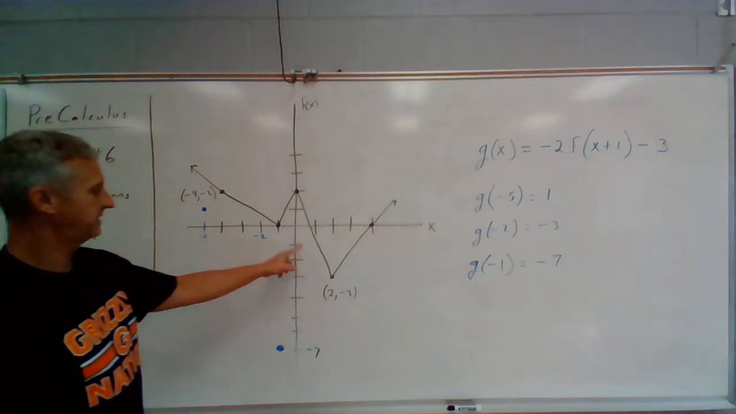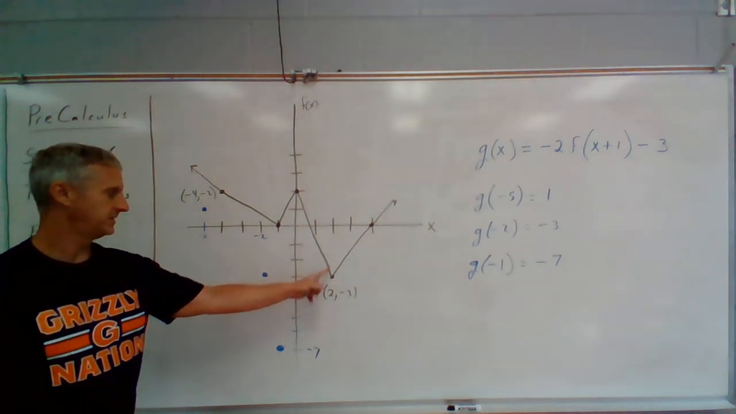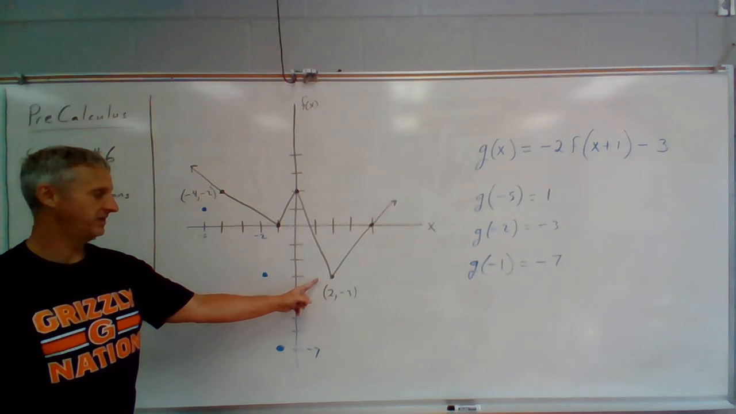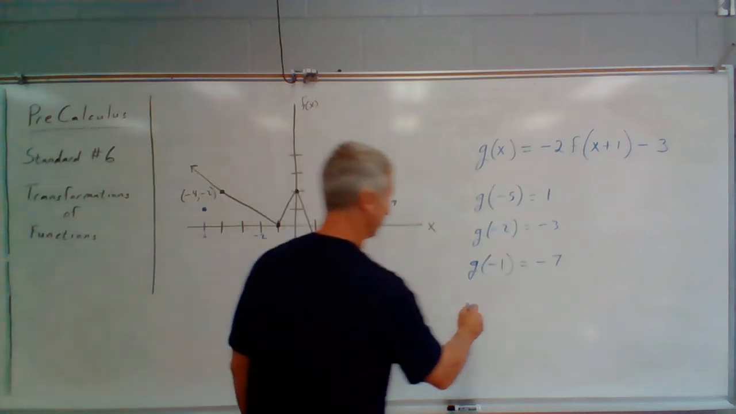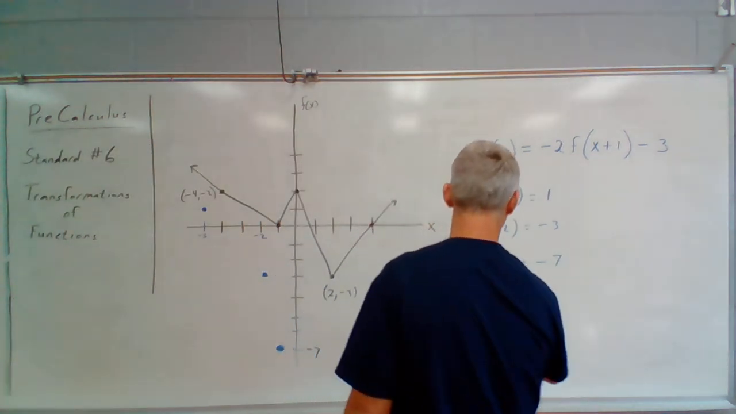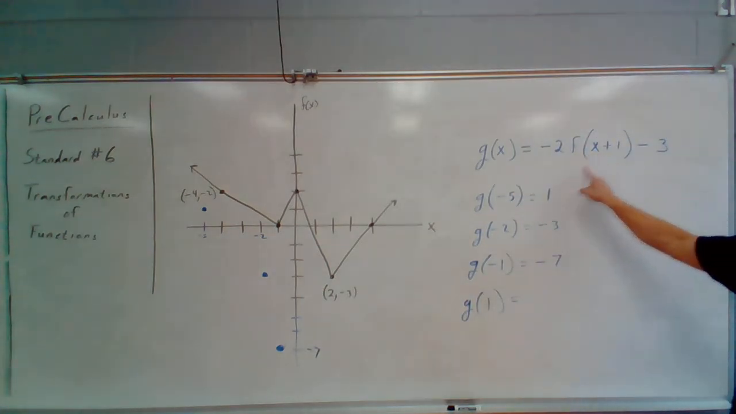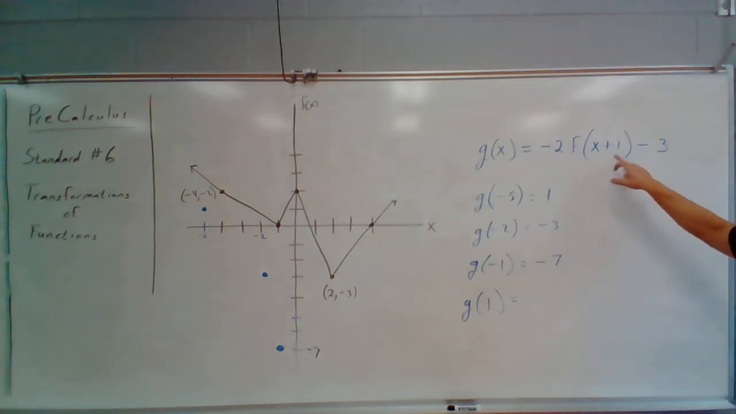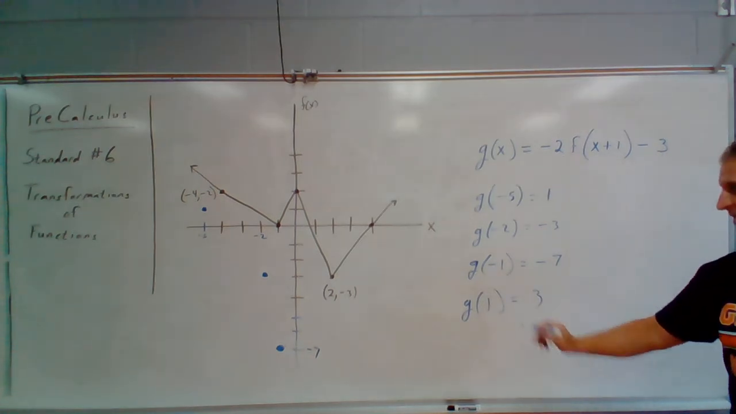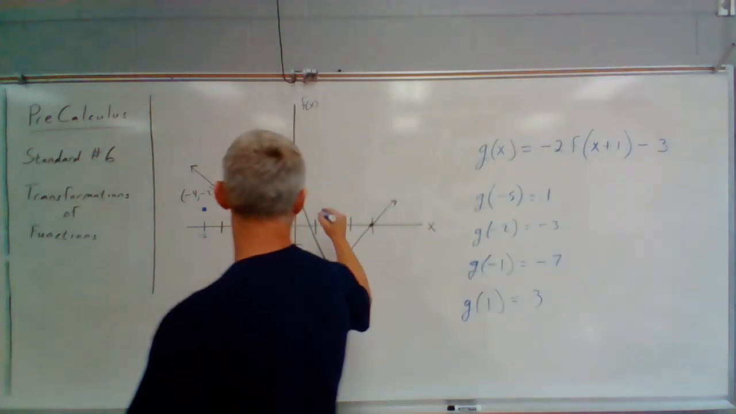All right, let's consider this point. So I'm at 2 on the x. I know I'm going to shift it left 1. So I should be able to plug in a 1 to my g function. If I plug in 1, 1 plus 1 is 2. F of 2 is -3. -2 times -3 is 6. 6 minus 3 is 3. So I get 1, 3.